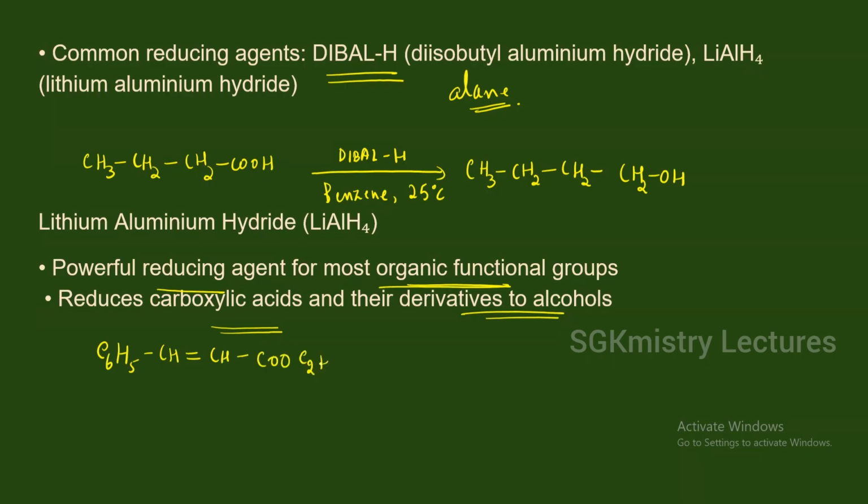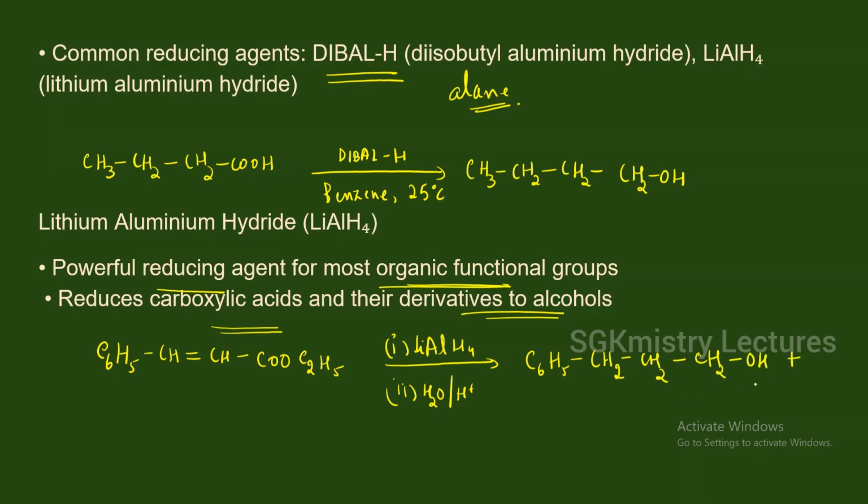So COOC2H5. You take lithium aluminium hydride, then water, that is hydrolysis. So C6H5, here the double bond also is reduced. So you're going to get CH2, sorry, now here it will be single bond CH2 double CH2 single bond CH2. Now this COOC2H5 will be reduced. So you're going to get here CH2OH. So then you're going to get C2H5OH, right?